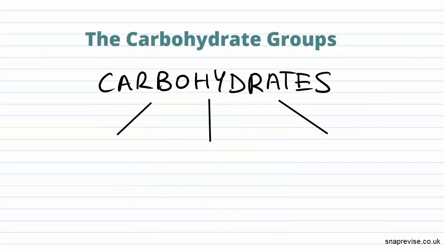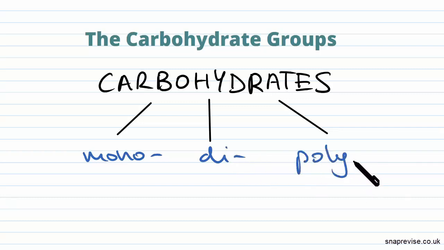Carbohydrates are arbitrarily split into three groups. We have monosaccharides, disaccharides, and polysaccharides. Monosaccharides are essentially the building blocks for di and polysaccharides, and di and polysaccharides can be considered to be biological polymers.